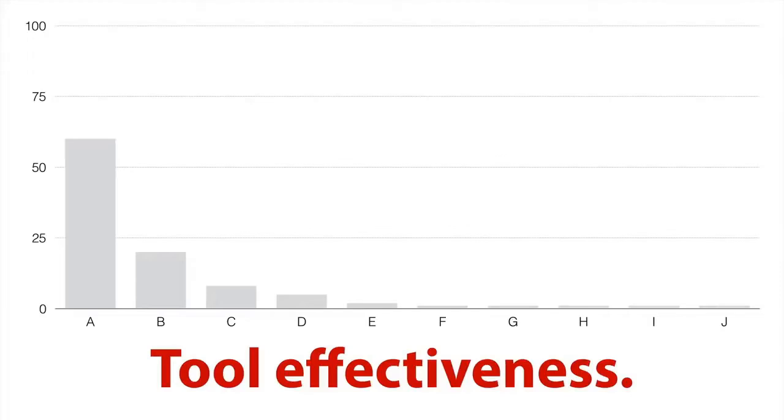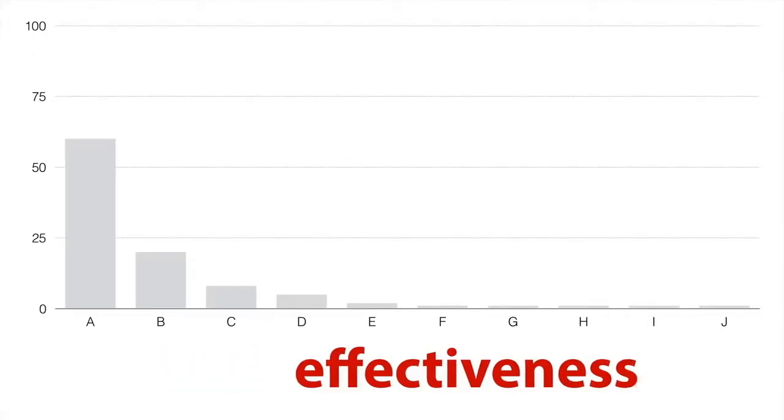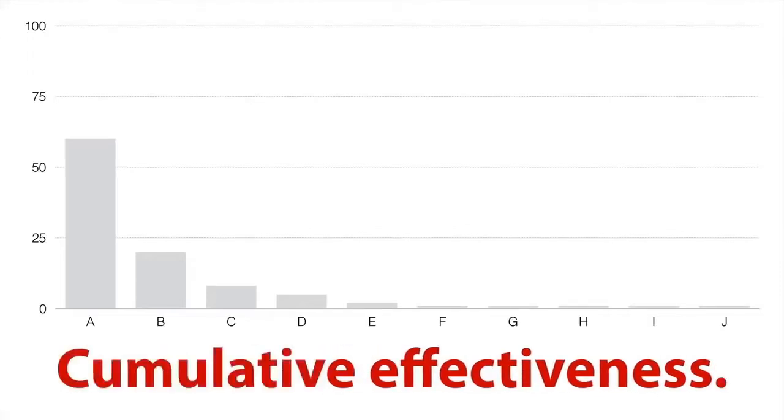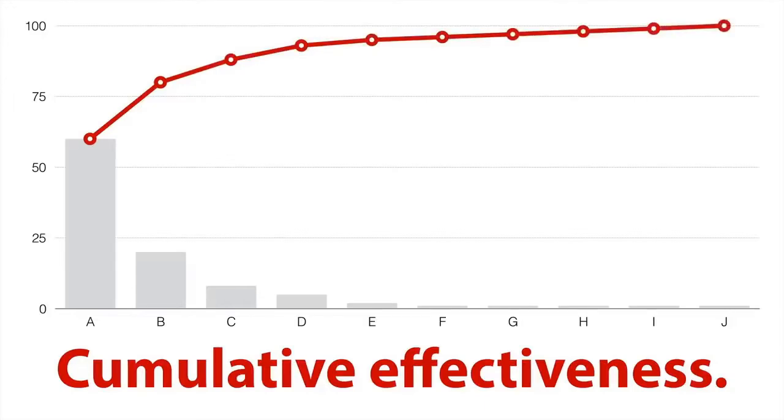Now, instead of looking at the individual effectiveness, look at the cumulative effectiveness. How much are you able to accomplish with a combination of tools? Well, the first one's right here at 60% where the tool started. Then you add on the 20% from B and it goes up, and then you add on C and D, and you add up little smaller pieces. And by the time you get to the end, you've got 100% of effectiveness from your 10 tools combined.